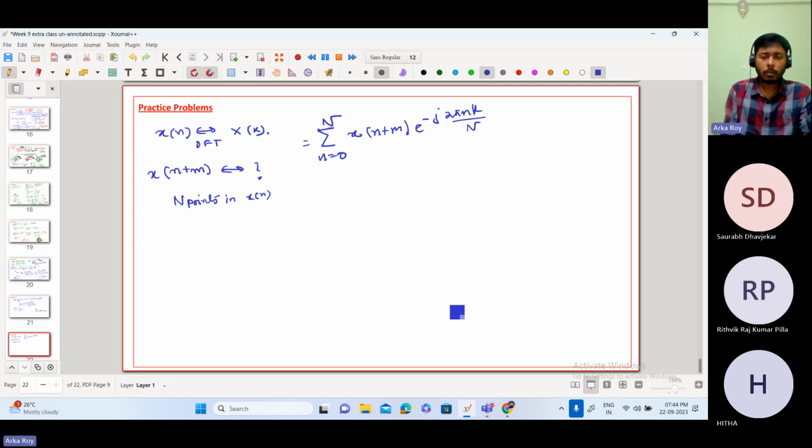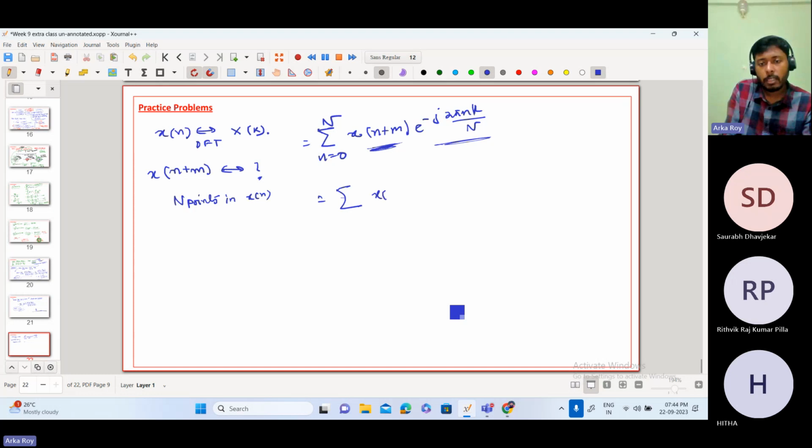Now we can see we are not able to make any kind of relations that we have been seeing throughout this course, because had it been an n only, then we could have readily said that it is a DFT of x of n. But the form is not matching. Over here I can see x of n plus m, over here I can just see n. So for these kinds of questions, we need to make some adjustment.